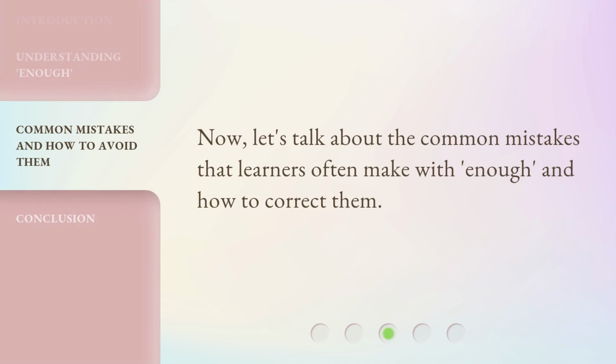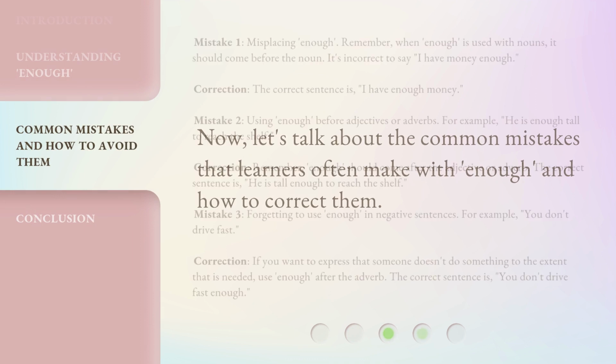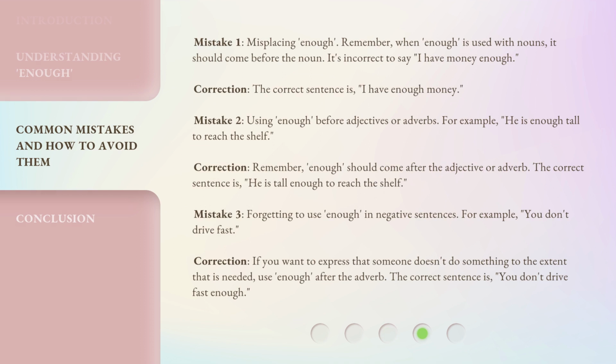Now, let's talk about the common mistakes that learners often make with enough and how to correct them. Mistake 1. Misplacing enough. Remember, when enough is used with nouns, it should come before the noun. It's incorrect to say, I have money enough. Correction. The correct sentence is, I have enough money.